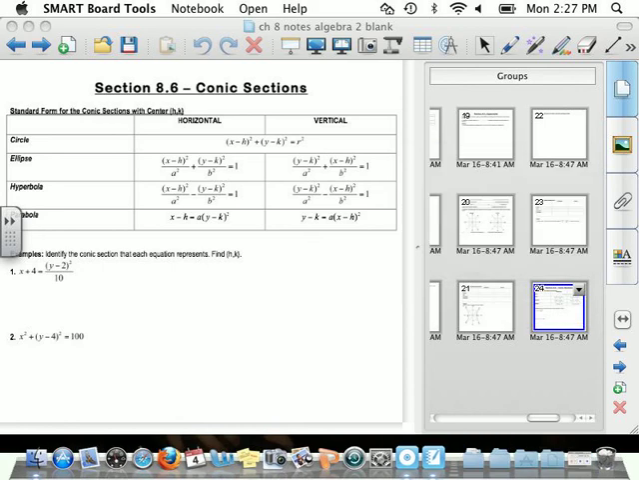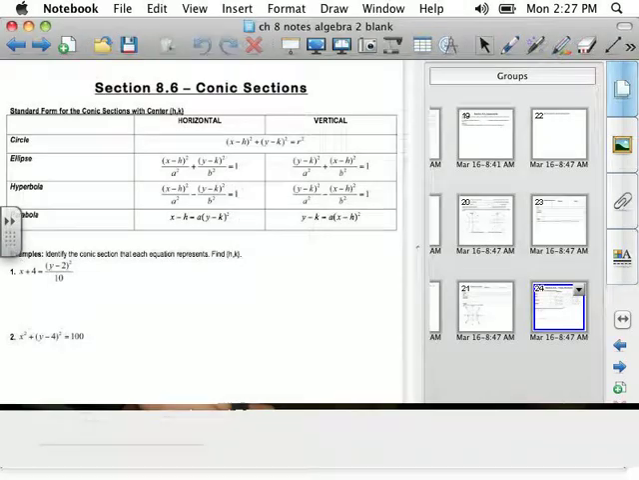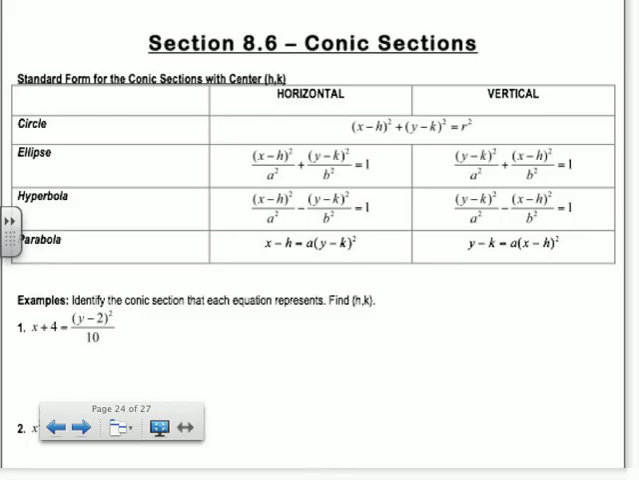All right, so 8.6 is kind of a review of conic sections, so what you've done so far. Which is good since you've had your week-long spring break.